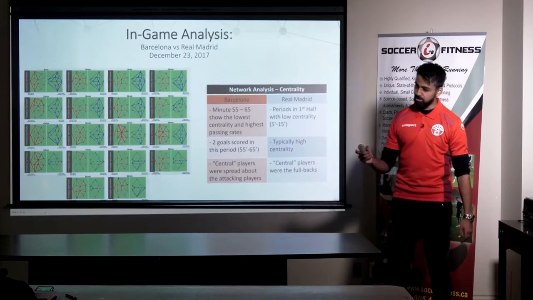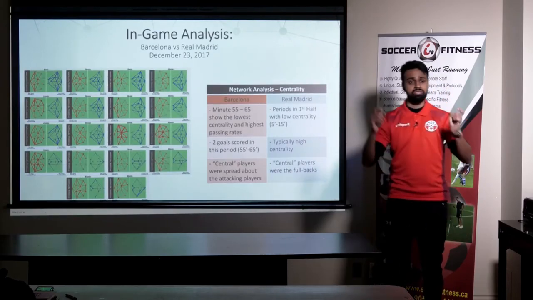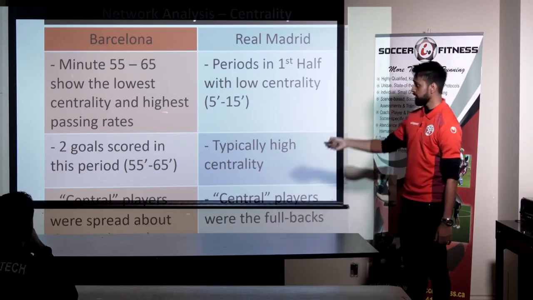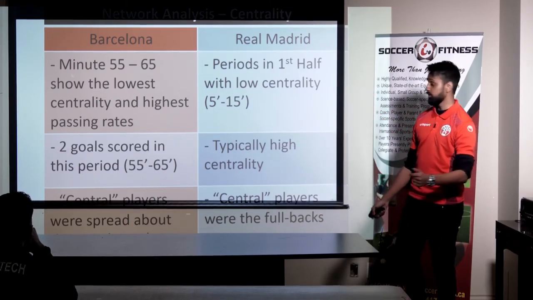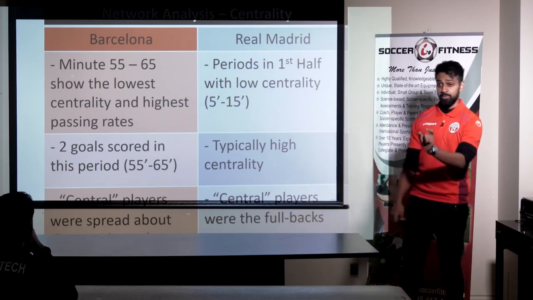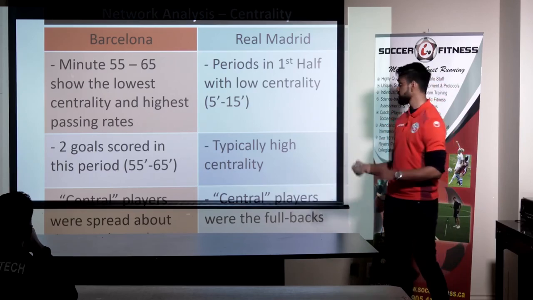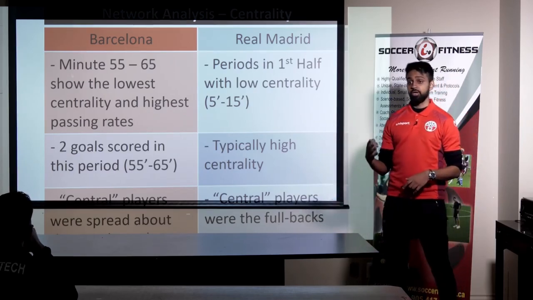Now let's take this and let's go back to that Real Madrid analysis using these concepts. Minute 55-65, Barcelona had low centrality, highest passing rates, most effective period of the game for them. Real Madrid, they did have that period between 5 minutes and 15 minutes where they had low centrality, kind of going through the wings. But for the rest of the game, it was typically very high centrality.